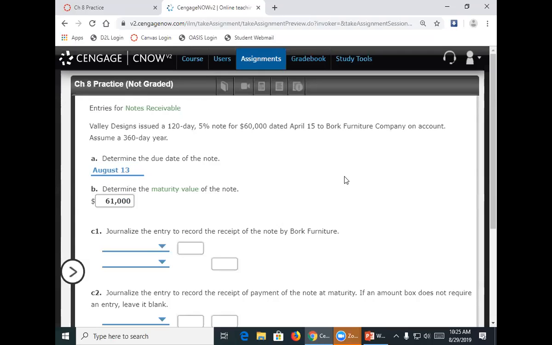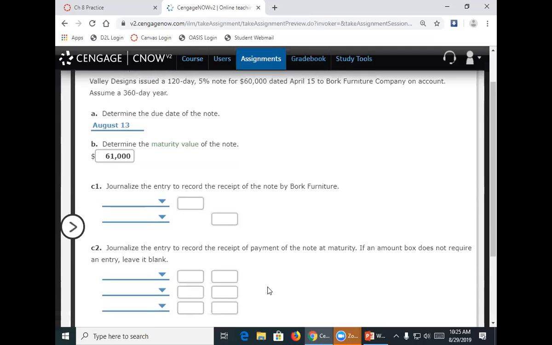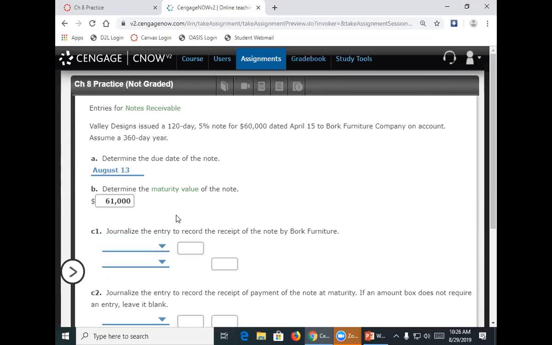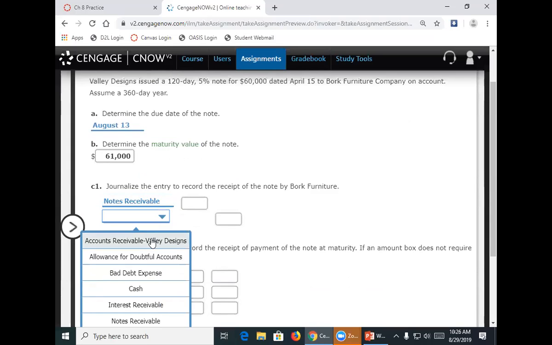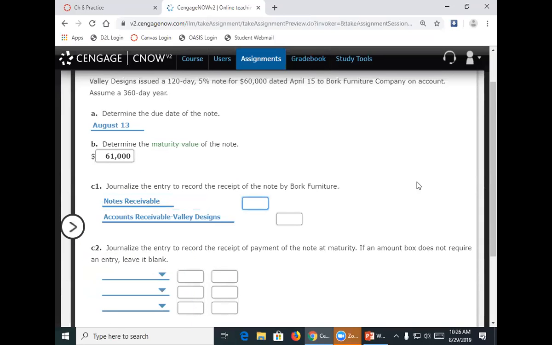On part C1, it says journalize the entry to record the receipt of the note. Well, that's when we issue the note, and this one was issued on account. So here you're just going to debit notes receivable and credit accounts receivable for the face dollar amount, the 60,000. The note's always issued at the face value, the 60,000.